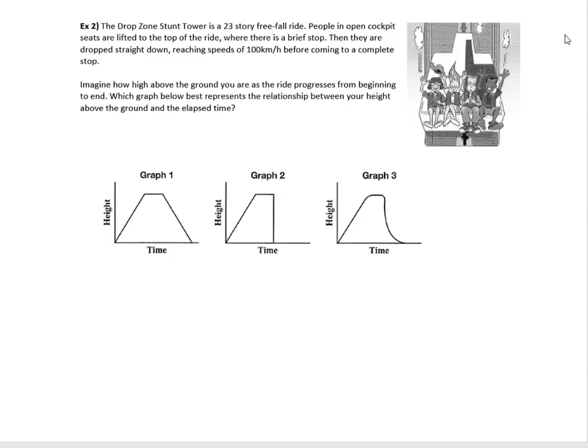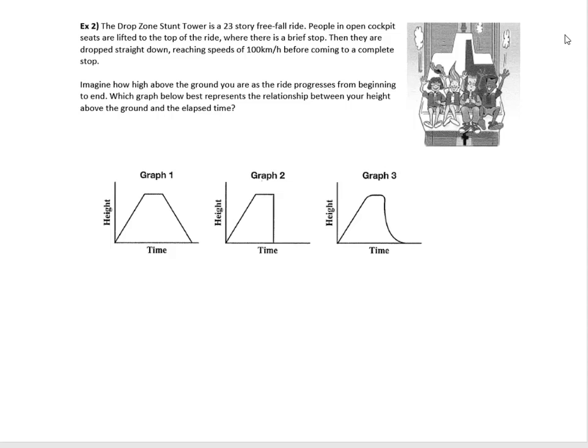Next, we have the drop zone stunt tower. Usually we just call it a drop zone. It's a 23-story free fall ride. People are in an open cockpit seat. They're lifted to the top of the ride where there's a brief stop. Then they're dropped straight down, reaching speeds of 100 kilometers per hour before coming to a complete stop. Imagine how high above the ground you are as the ride progresses from the beginning to the end.